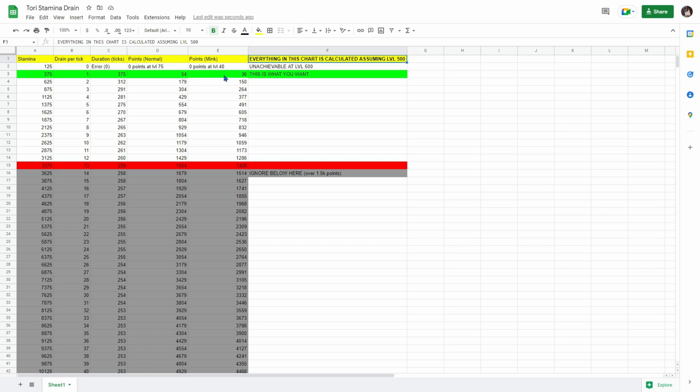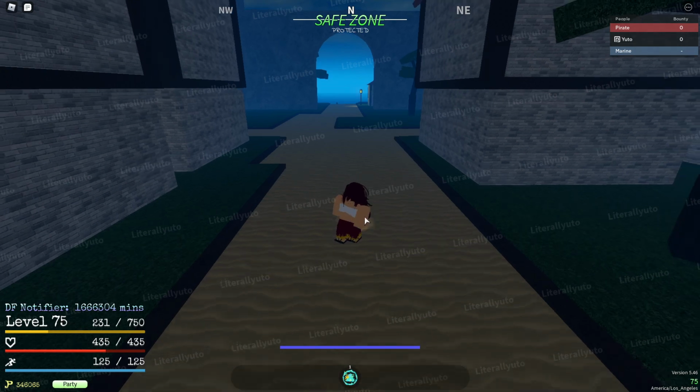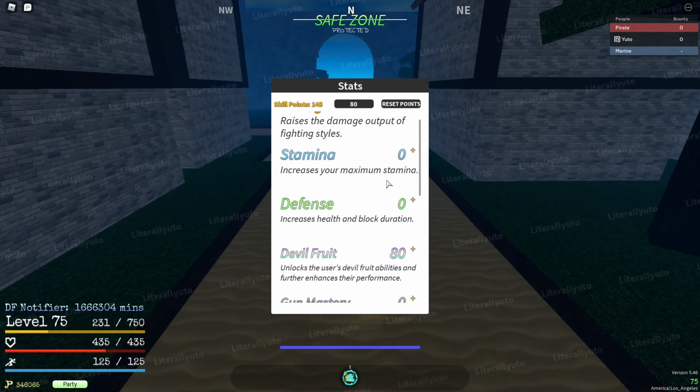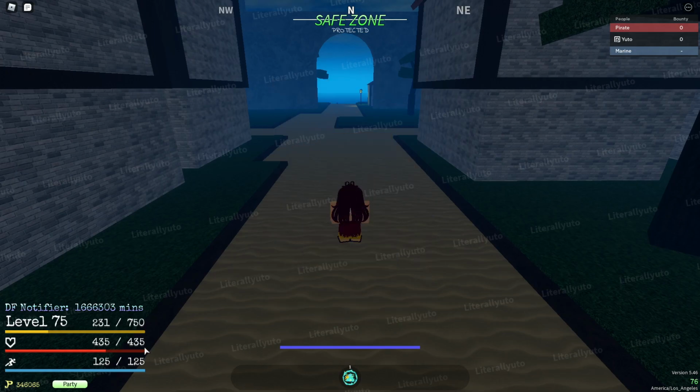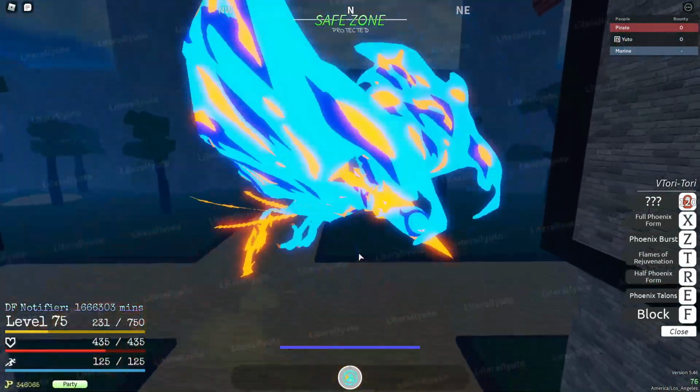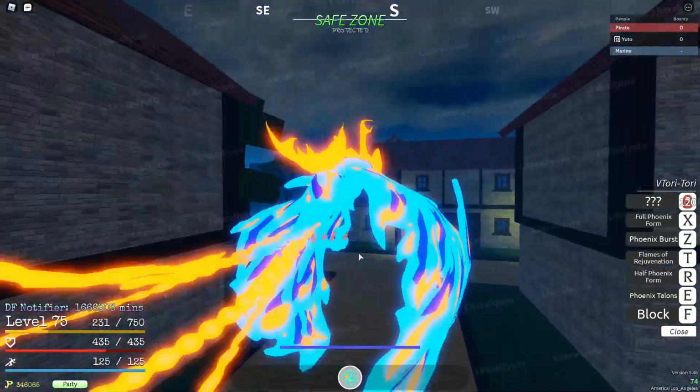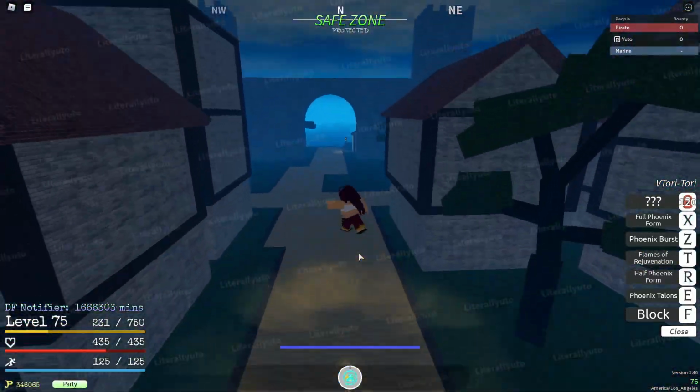So quickly, the lowest drain you can get is 0. It's 125 stamina or less. Of course, nobody has that little stamina. This is only achievable at levels lower than 75 as a normal, and 40 levels if you're a mink. So obviously this is unachievable at level 500. You cannot go that low on stamina. But as you can see, I am level 75 as an old human, and I have 0 stamina, 125, and I fly with 0 drain, both forms.